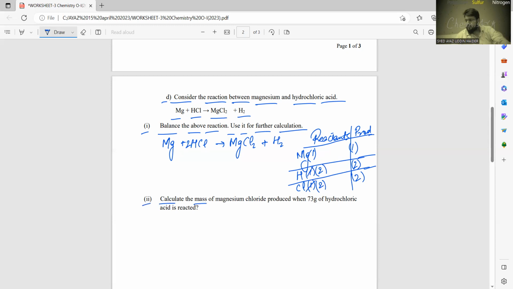Number 2, calculate the mass of magnesium chloride produced when 73 grams of hydrochloric acid is reacted.